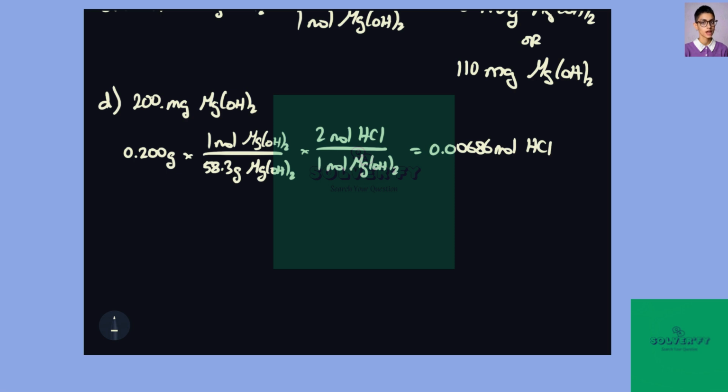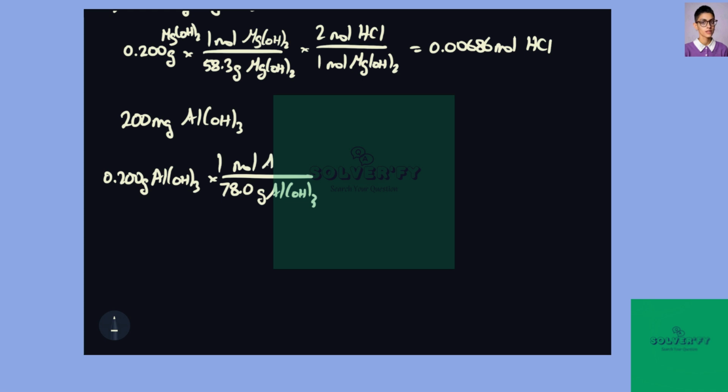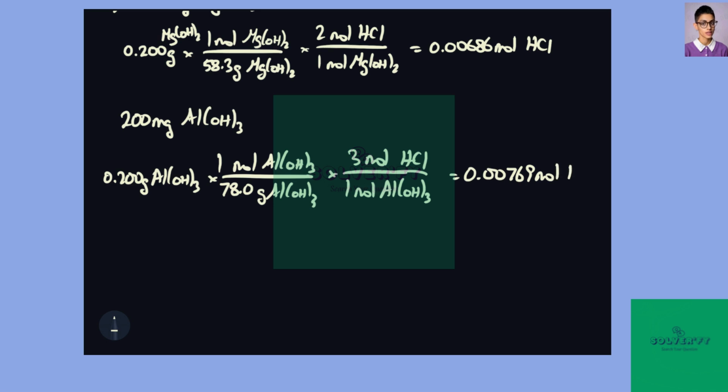moles of HCl required. And we're also starting with 200 milligrams of aluminum hydroxide. And so this would be 0.200 grams. This should be Mg(OH)2. I'll squeeze that in there. Aluminum hydroxide times molar mass of aluminum hydroxide is 78.0 grams in 1 mole. And in 1 mole, aluminum hydroxide reacts with 3 moles of HCl, a 1:3 mole ratio. This works out to 0.00769 moles of HCl.